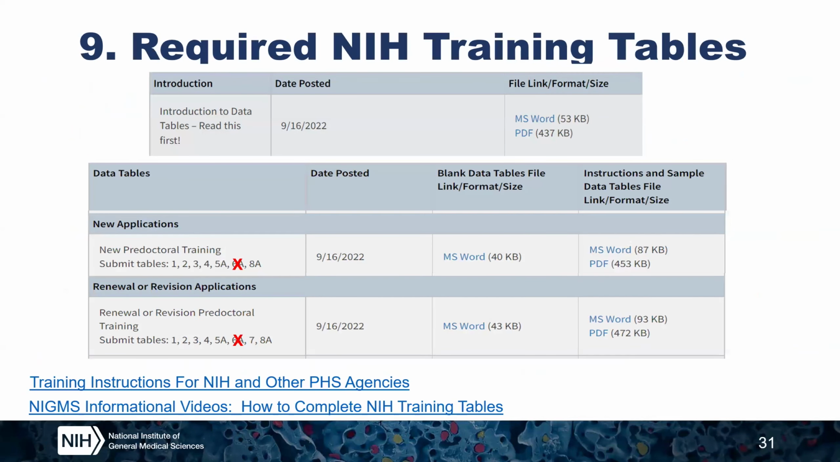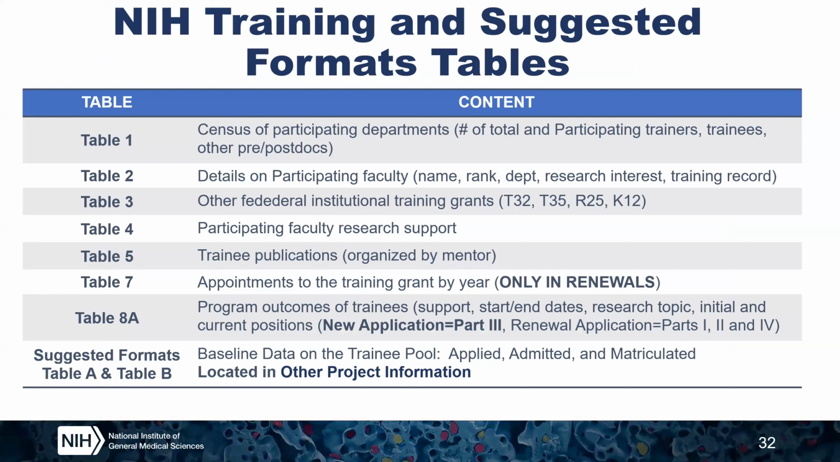Before embarking on the task of completing the NIH training tables, please read and review the instructions for the various tables that are required. On this slide, we remind you of which tables are required for new and renewal T32 applications. As a reminder, for NIGMS predoctoral training grants, Table 6A is not required. This slide shows the content requirement for each NIH training table. You don't see Table 6A listed since NIGMS predoctoral training grants do not require Table 6A.